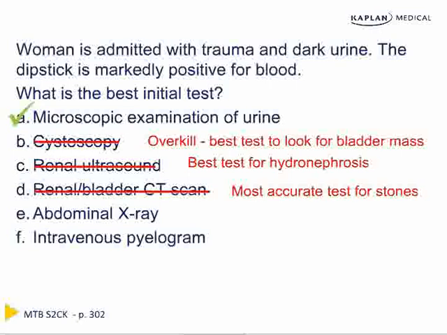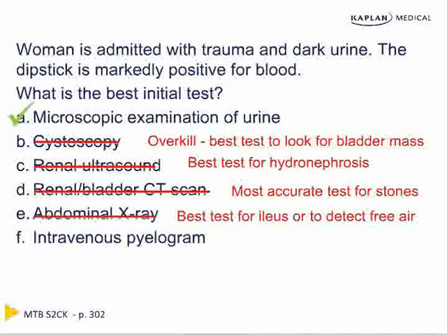Along the same lines, a renal or bladder CT scan is also overkill for what we're doing in this clinical scenario. What a CT scan is good for is diagnosing stones. It would be the right answer if the urinalysis and the renal ultrasound failed to give you the information that you need. Abdominal X-ray used to be the test of choice for kidney stones, but since not all stones are radio-opaque, the CT scan has surpassed the abdominal X-ray as the best test in picking up stones.